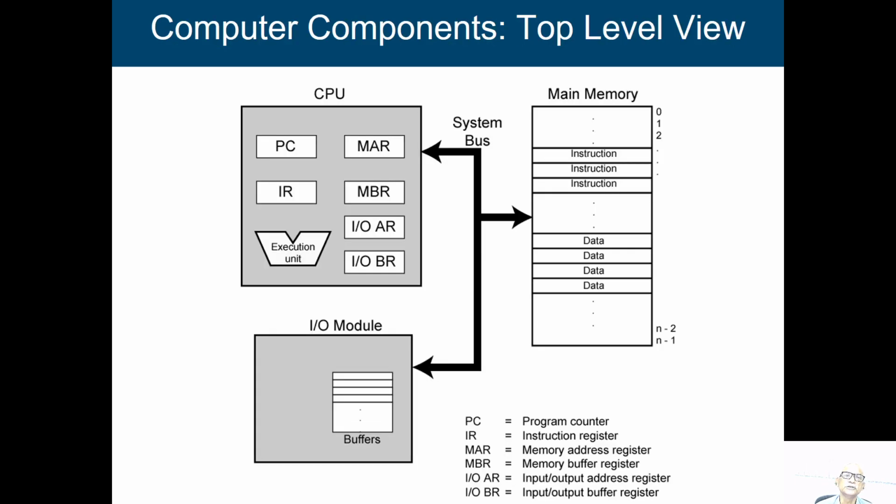So, this is the top level view of the components of a computer. In this particular computer, we have the CPU, the central processor unit, the main memory, and along with that we have the IO modules.